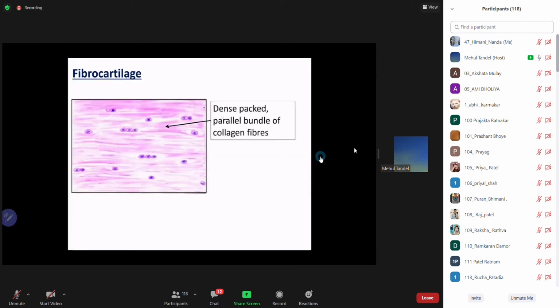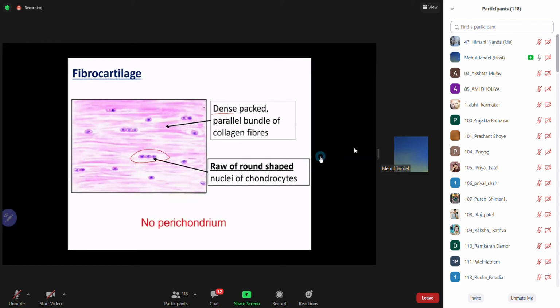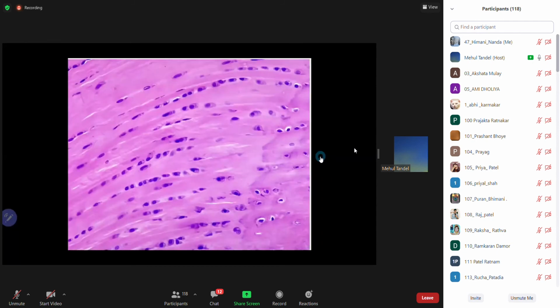Fibrocartilage: just remember, densely packed parallel bundles of collagen fibers and rows of chondrocytes. Chondrocytes are in line, in a row. Perichondrium is absent. You can see chondrocytes regular and parallel, and collagen fibers parallel and regularly arranged, with rows of chondrocytes.